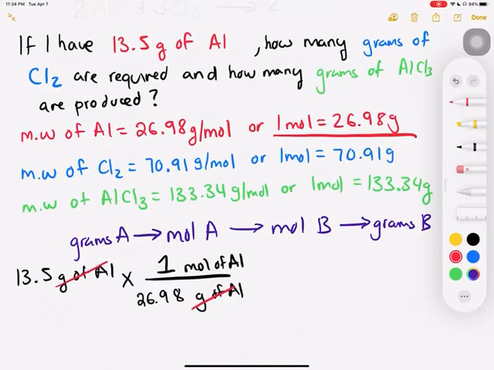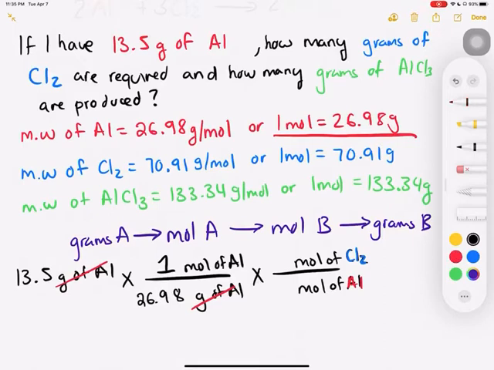Okay. The second conversion that we're doing is moles of A to moles of B. So these are my moles of A. I have to convert those to moles of B, which is chlorine gas, right? We're trying to convert to grams of chlorine gas, so we have to convert to moles before. So I'm converting from moles of A, which is aluminum, to moles of B, which is the desired chemical, chlorine gas, Cl2.